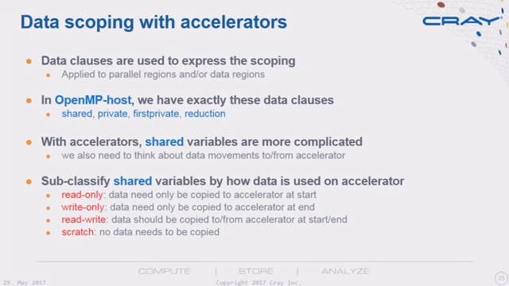As mentioned, on the accelerator it's similar to the host OpenMP parallelization. For the shared variables, we also have to classify them if they should be read-only, write-only, read-write, or scratch. So if we need to copy them to the GPU and copy back, or just need to copy them to the GPU and don't need to copy back, or the other way around.